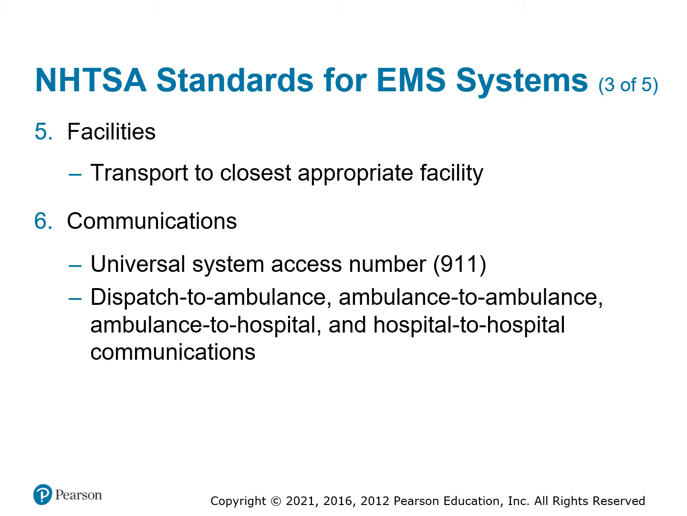And then when we talk about communications, everybody knows there's the universal system access number, which is 911. If you're in an emergency, you're going to call 911. What you don't think about is the other types of communication. So the dispatch has to be able to talk to the ambulance. Most of the time that's done through radio systems, but we also have phone capability in case the radios are down. And then you have ambulance to ambulance.